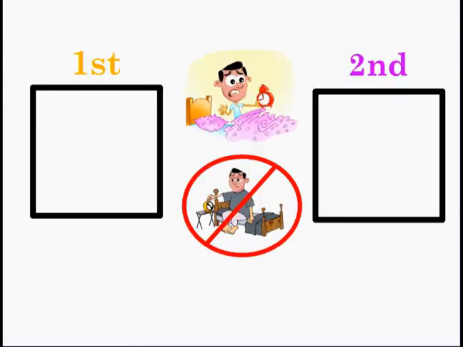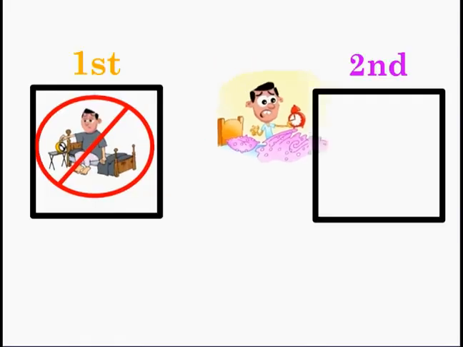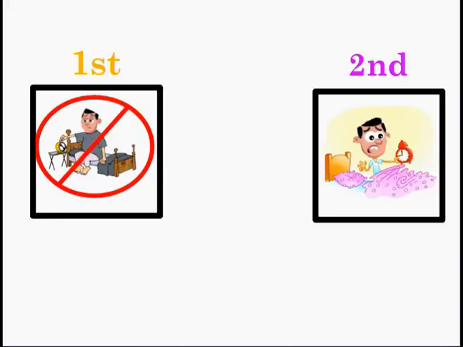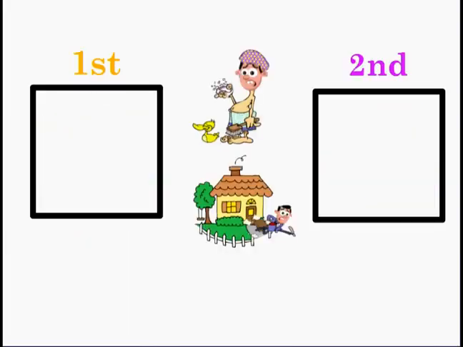Okay, again, two situations. Which situation happened first? Well, if he woke up early, maybe it's because he didn't set his alarm, right? Or he didn't put his alarm. So I'm going to say that happened first, and this happened second. So if I'm going to use my grammar in the correct way, I'd say something like this: He hadn't put the alarm the night before, so he woke up late. Again, using the grammar of the past perfect, he hadn't put the alarm the night before, so he woke up late. Notice my second action is in the simple past. Okay? Again, let's look at a different example.